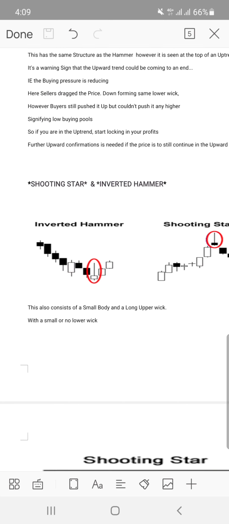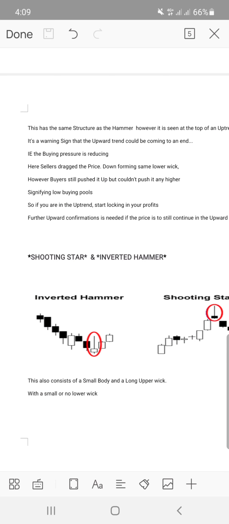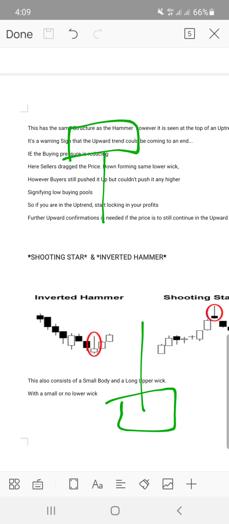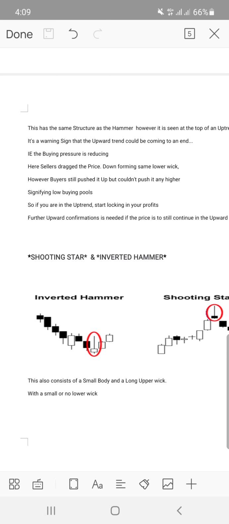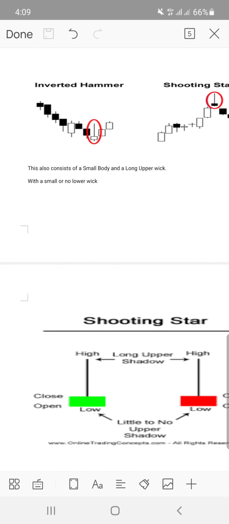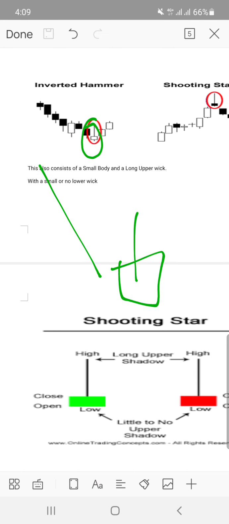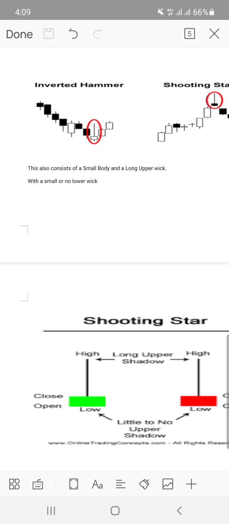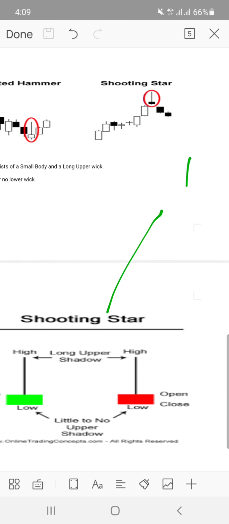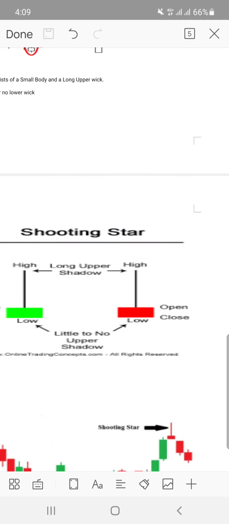So they also consist of a small body and a long upper wick. In inverted hammer, the wicks now are up, right? While when we were talking about hammer and hanging man, the wicks were down. So that's just the difference. When you notice this pattern in a downtrend, we call it inverted hammer. When you notice the pattern in an uptrend, we call it shooting star. You understand? So all these things are quite easy. There's nothing difficult about them.